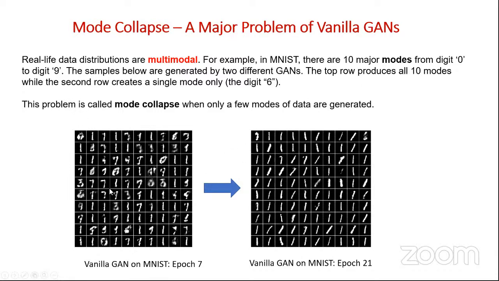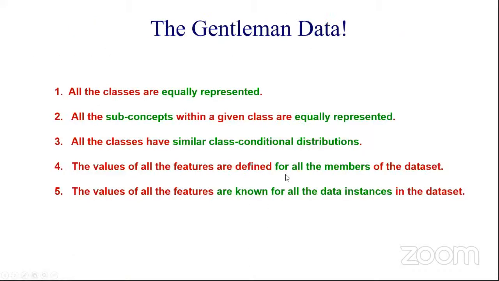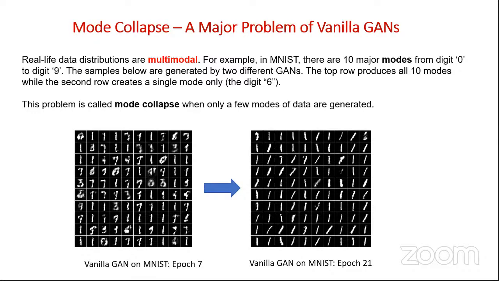And if we go gradually to further iterations, maybe all the modes collapse to only a single one. This is the mode collapse problem. And mode collapse is a very difficult problem actually. It happens most often while the training of GAN doesn't converge. So this is another very big issue.